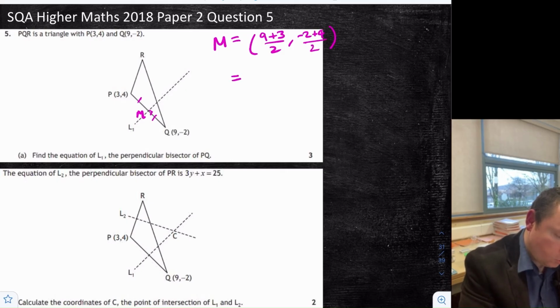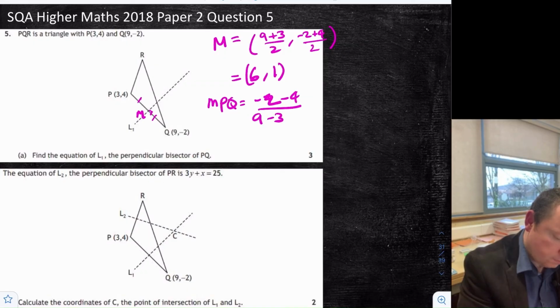That equals 12 divided by 2 is 6. 4 take away 2 is 2, divided by 2 is 1. So our midpoint is (6, 1). The gradient between P and Q: minus 2 take away 4 on the top, and 9 take away 3 on the bottom. That is minus 6 over 6, which is minus 1.